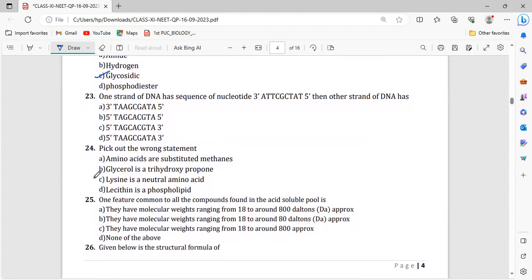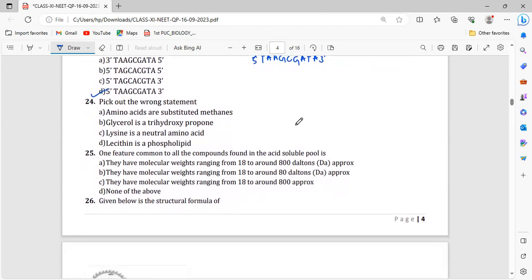23. One strand of DNA has a given nucleotide sequence, and the other strand of DNA has what? Again, we have to see the complementary bases. Both strands are complementary. For 3 prime, it will be 5 prime. In place of A, there will be T pairing, and for C, G pairing. So this will be the sequence, and this is in option D. Pick out the wrong statement. The first one, amino acids are substituted methane, which is a correct statement.